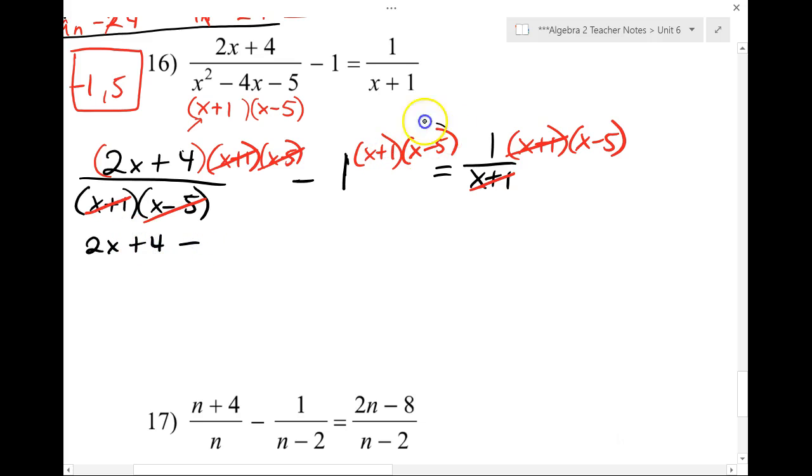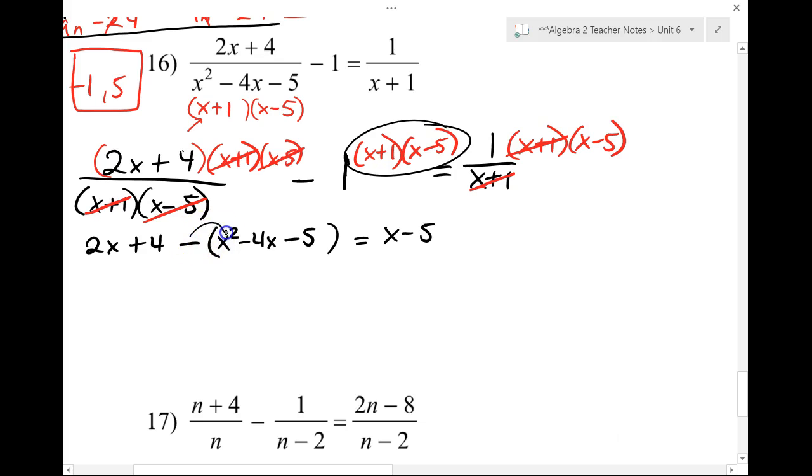minus, let's go ahead and FOIL all this. And let's leave it in parentheses because we got a negative there. X squared minus 4x minus 5. Remember, that's the same thing as our original denominator. Equals, let's see, we're just left with 1 times x minus 5, so x minus 5.